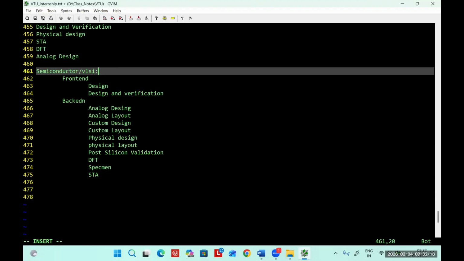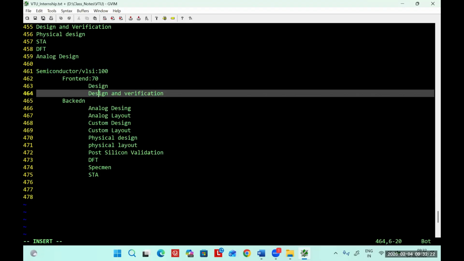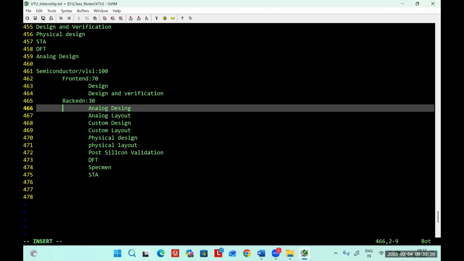If you have 100 openings, front end will get 70, and back end will get 30. All the other domains will get only one or two openings. Does anyone have any doubt? Let me know.